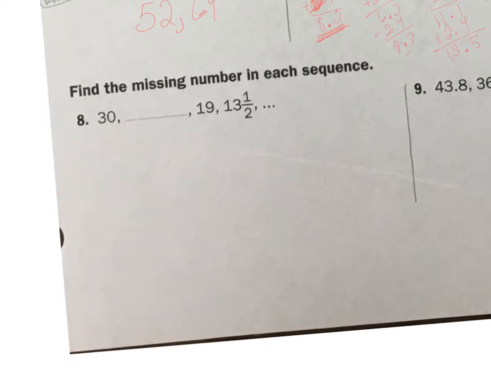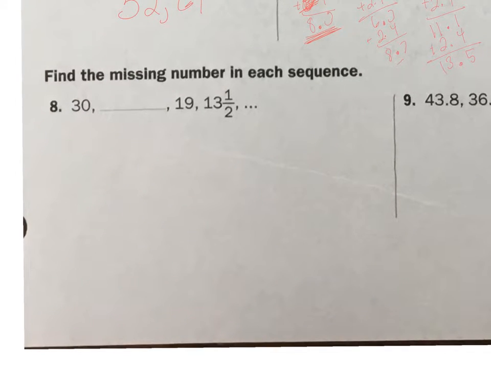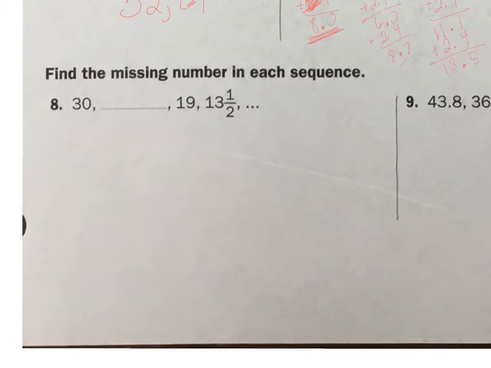Oh, now we just need to find the missing number. Number 8. Alright, so the missing number, I see that I start here at 30, missing some number, 19, 13.5. So it's going down, and I'm going to say it's subtracting. So I'm going to look at these two right here, find out what the difference is, and then I can do 30 minus whatever we find here.